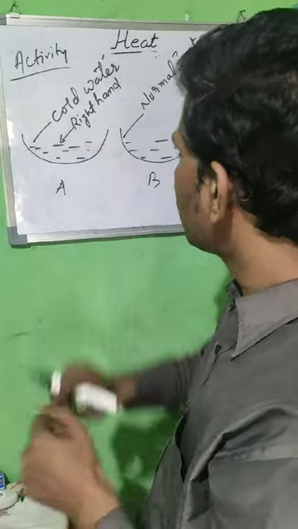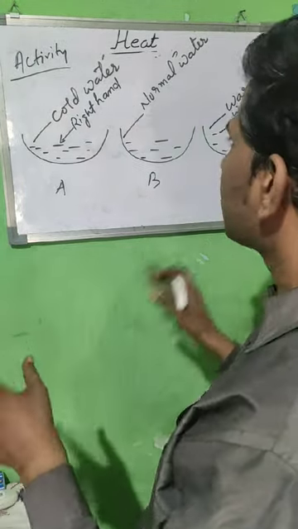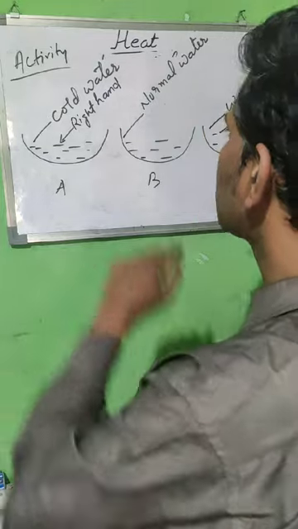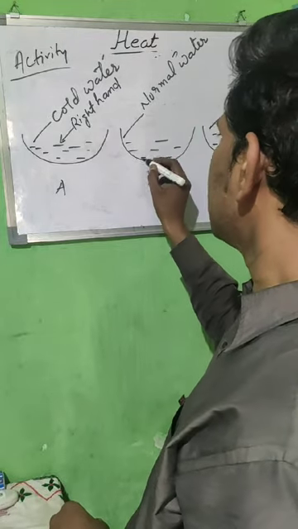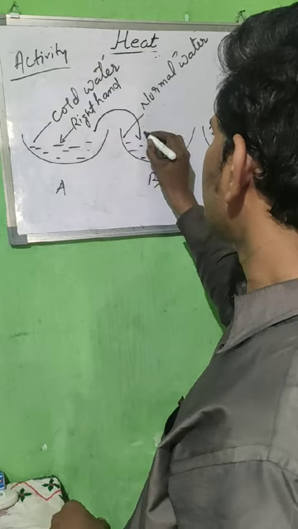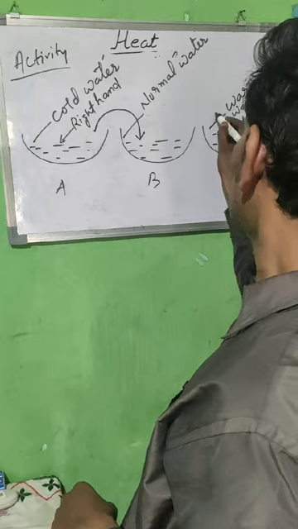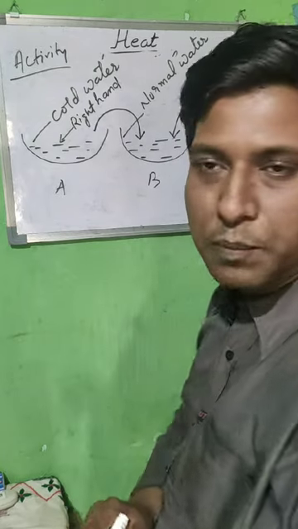the right hand is in cold water and the left hand that is in warm water, so it will feel warm. After 4 to 5 minutes, you take out both hands and keep them in bowl number B, which already contains normal water. So the right hand you have to shift here in bowl B, and also the left hand from warm water into this bowl B.